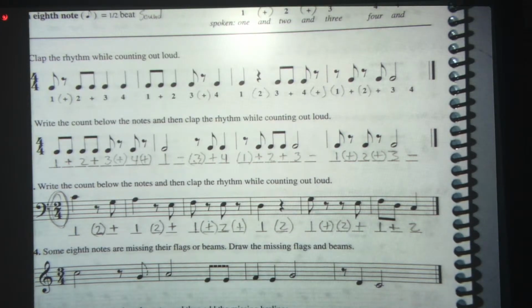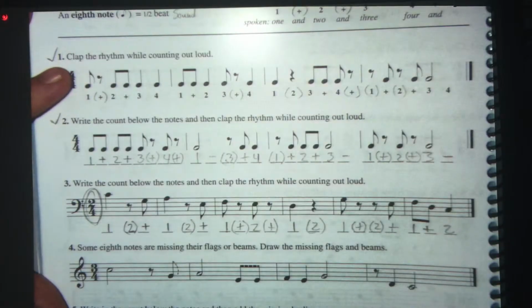So we're going to do that one more time. One and two, the two, four and go. One and two and one and two and one and two, and one and two. Piece of cake. That was fun and it sounded cool. So we'll put a check next to number 3.